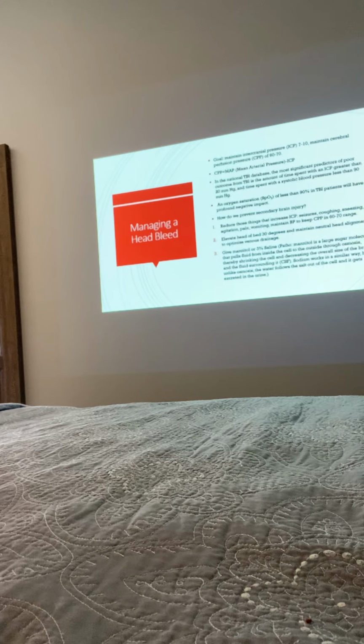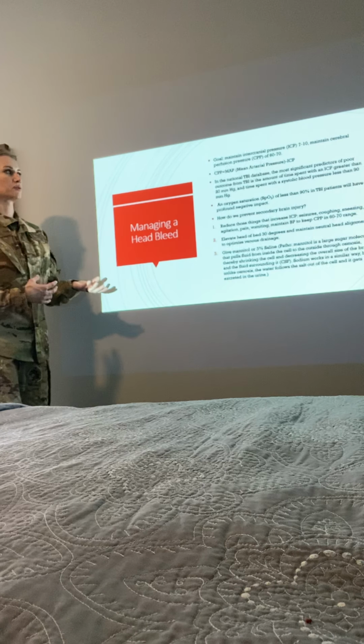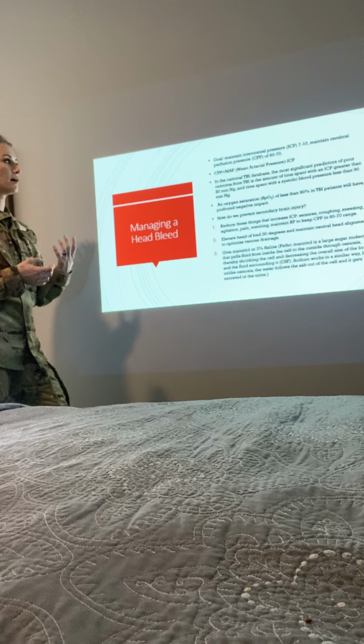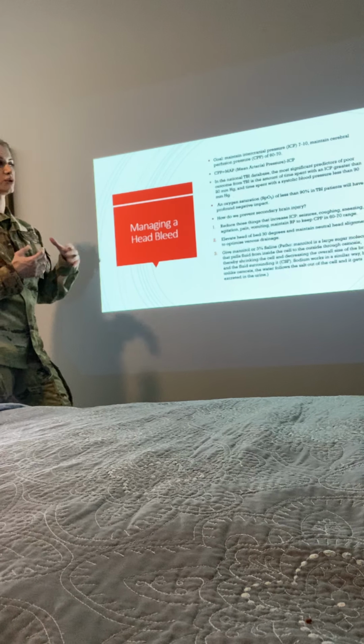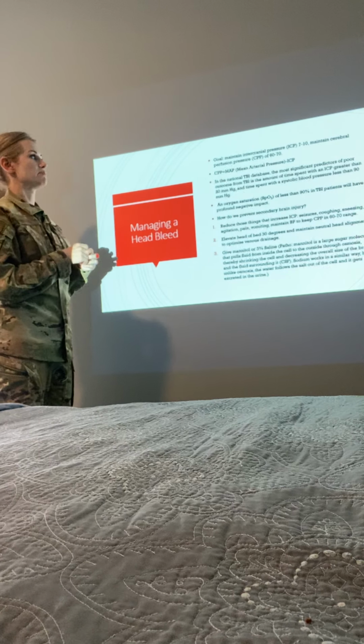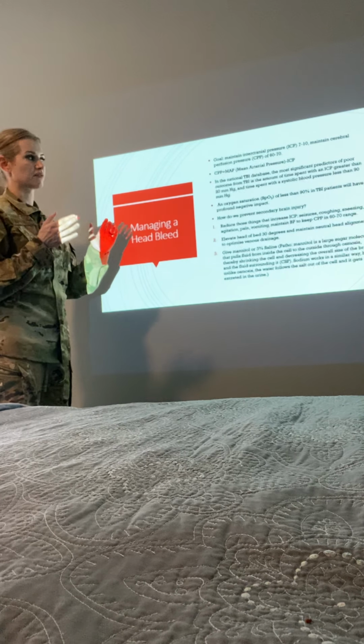So as far as managing a head bleed, again, it goes back to that Monro-Kelly. You want to try to maintain an ICP of 7 to 10, and you want to try to maintain your cerebral perfusion pressure. Your MAP minus your ICP is where you get your CPP, and you want to try to keep that between 60 and 70.